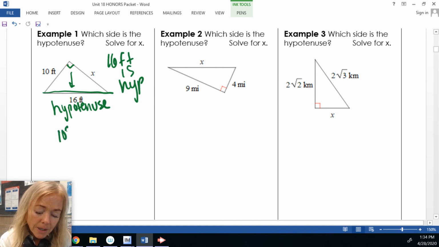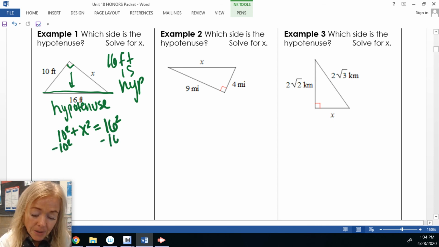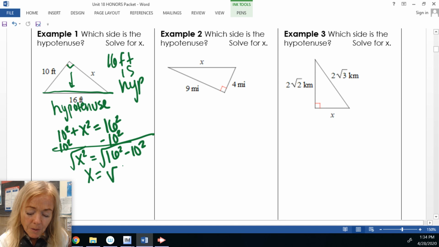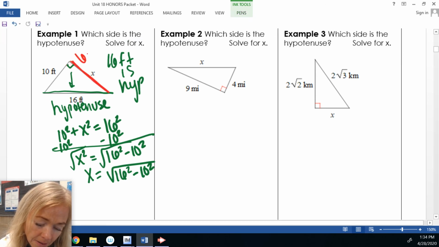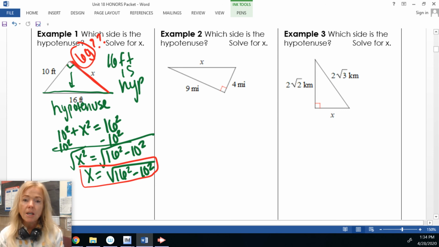So I have 10 squared plus x squared is equal to 16 squared. All right? So I just subtract 10 squared, and notice I'm not even squaring them or anything. I just have x squared equals 16 squared minus 10 squared. And then if I have x squared, I undo that by square rooting, and that leaves me with x equals the square root of 16 squared minus 10 squared. Okay, now notice something. The side that we did not know was a leg. If I don't know the leg, this is what I can set up every time, because solving gets you there every single time.